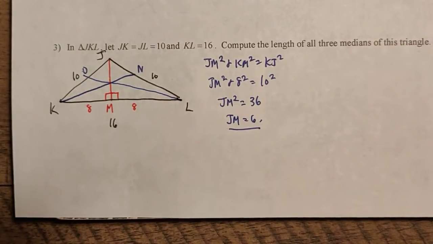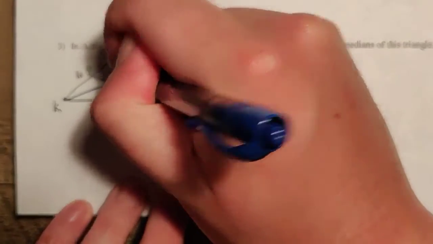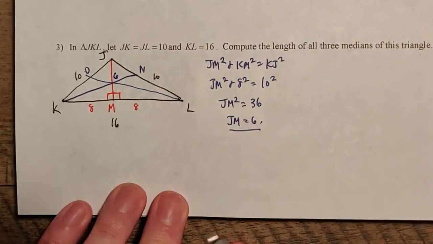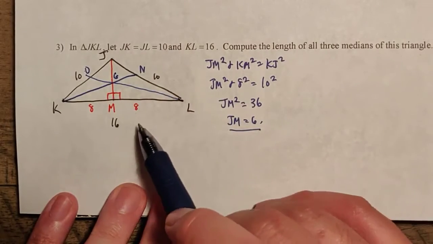Now, in order to get the other median, we're not exactly sure what to do about this, but we do know a couple things here. Let's look again at what we have here. Let's call G the center here, the centroid. Now, in this situation, we don't know what we have, but we can start filling in things.